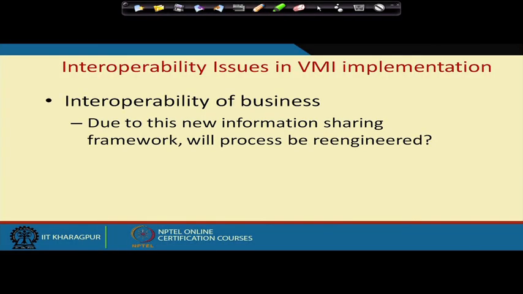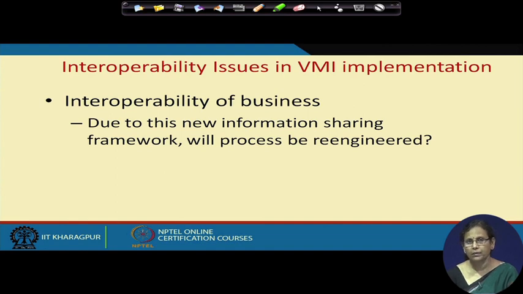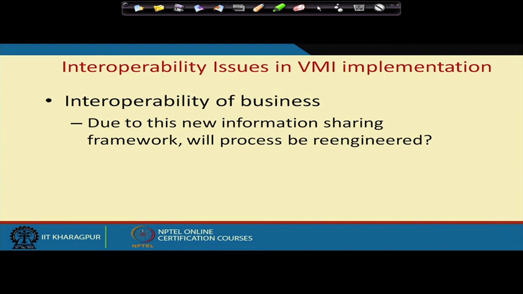Then you have the interoperability of business. Suppose the companies are adopting VMI for the first time and they are developing an information system which will automate this interorganizational workflow. Now, due to this new information sharing framework, will the process be re-engineered? This is the interoperability issue at the business process level.